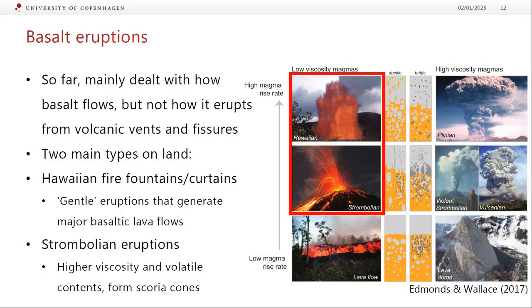On land, we have two main types of basaltic eruptions. The first one is Hawaiian, which are very, very gentle eruptions, and these actually end up producing most major basaltic lava flows. So you might have a Hawaiian eruption, and then as the lava lands, it forms a hoi-hoi flow, or something like that. The other one is Strombolian eruptions. These form where you have higher viscosity and volatile contents, and these form the scoria cones that we've mentioned before.